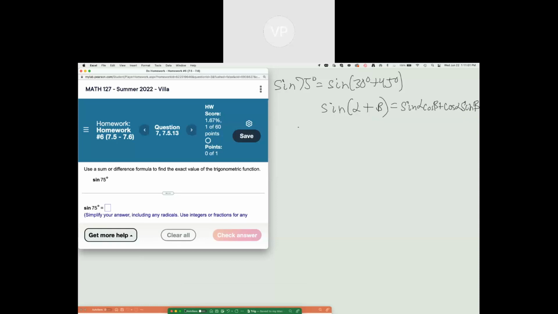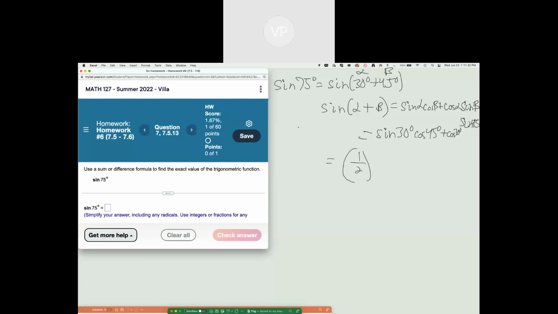And why I like it most is it gives me room to work straight down and say, okay, this is my alpha, this is my beta. So I'm going to put sine of 30, cosine of 45, plus cosine of 30. And I'm sorry, I'm running out of room here. Sine of 45. And I was going to keep going a little more left here. Now I do my answers.